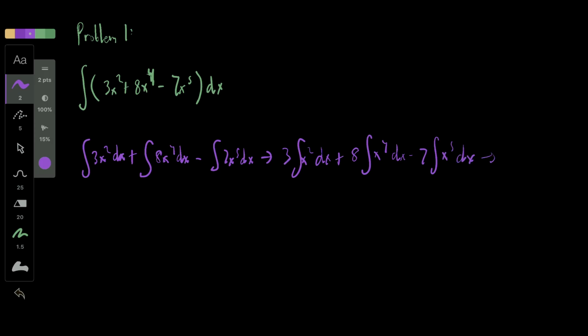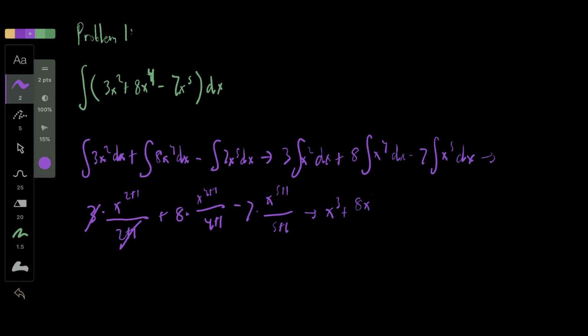Now, integrating all of these using the power rule, we get 3x to the 2 plus 1 over 2 plus 1, plus 8 times x to the 4 plus 1 over 4 plus 1, minus 7 times x to the 5 plus 1 over 5 plus 1. Now 2 plus 1 is equal to 3, so this cancels out. This becomes 5, and when we add all the powers, we get x cubed plus 8x to the 5 divided by 5 minus 7x to the 6th divided by 6 plus our integration constant c.